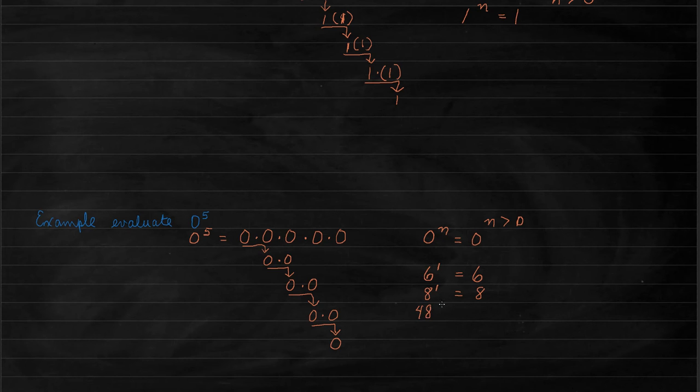48 raised to the 1 power is going to be simply 48. So any number, say a, raised to the 1 power is going to be just a. And this is true for any a.